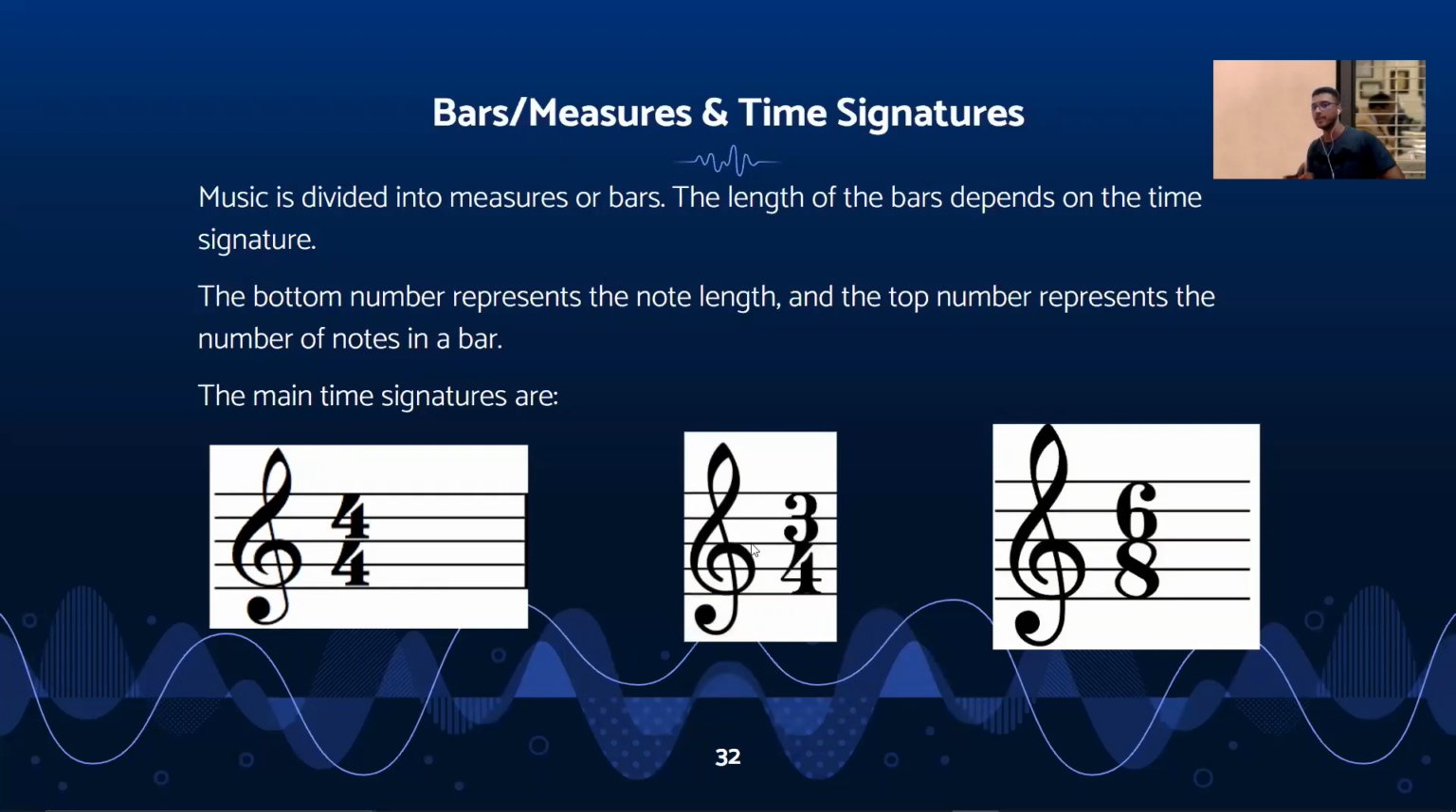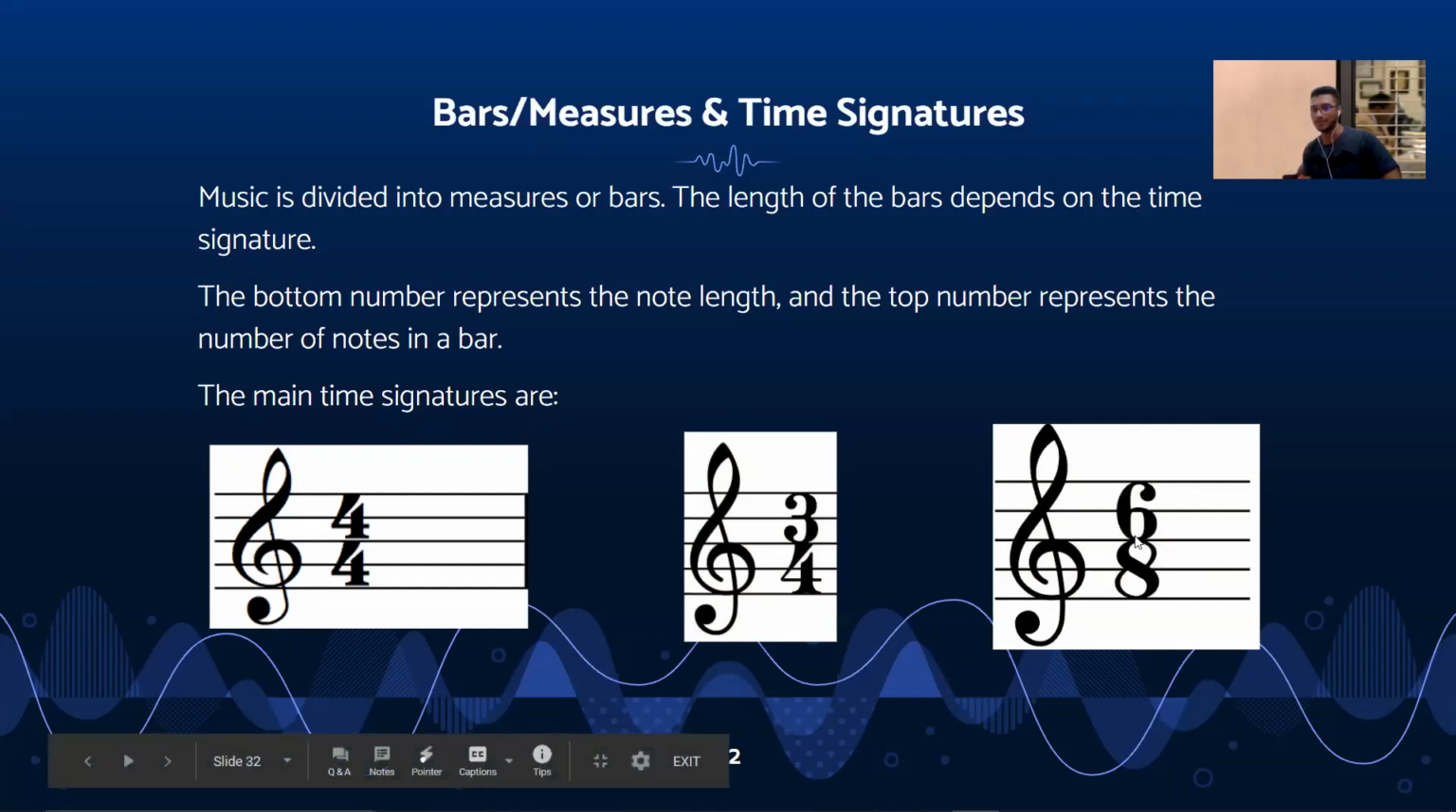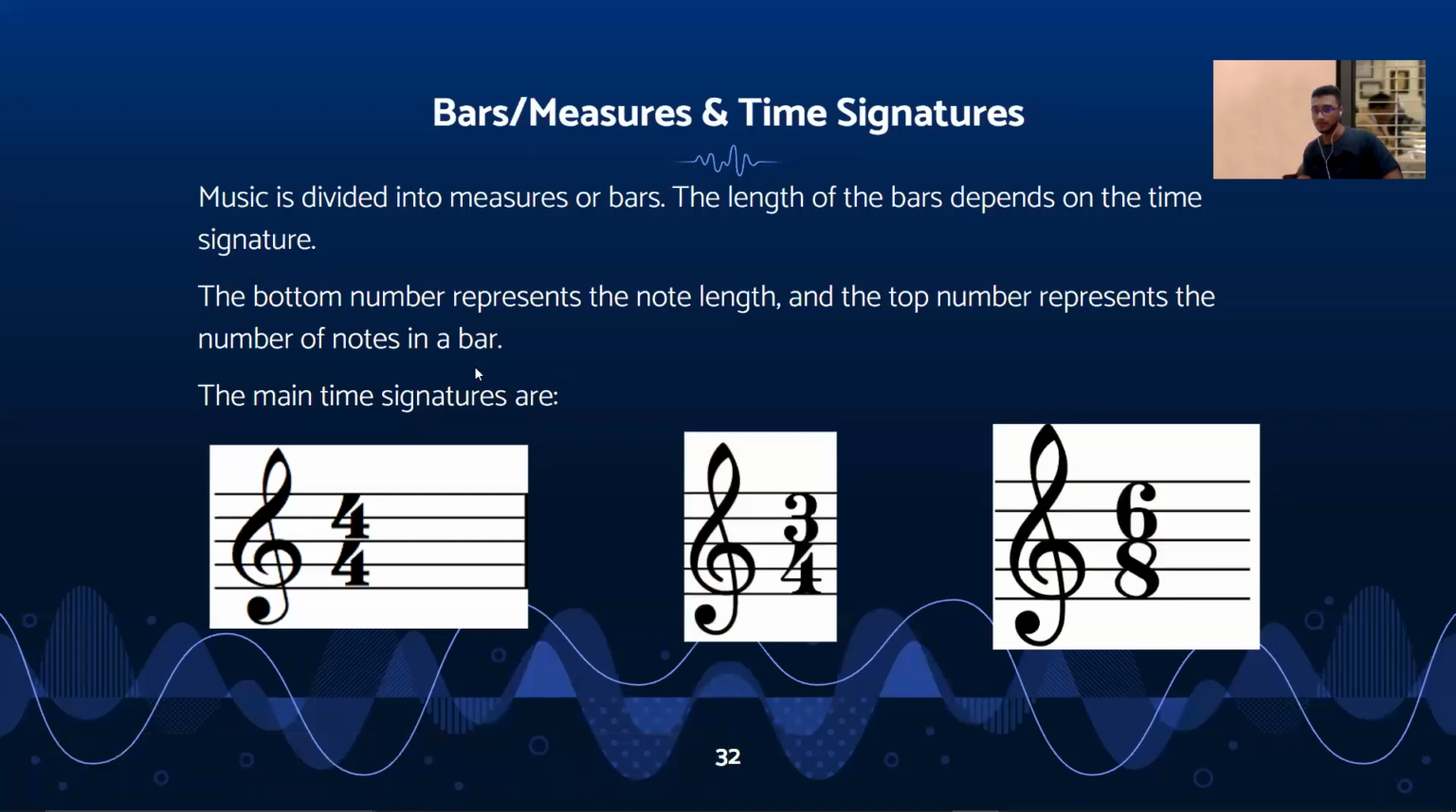Right, so the length of the bars depends on the time signature. The most common ones are 4/4, 3/4, and 6/8. The bottom number represents the note length. So this number represents if it's a quarter note, or in the 6/8 instance, an eighth note. I'm sorry, I'm used to crotchets and quavers. So this is the American version of saying quarter notes and eighth notes. I'm new to that. And the top number represents the number of those notes in the bar.